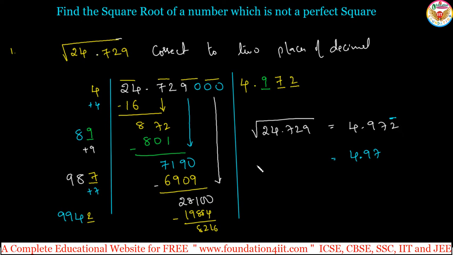Let me take one more question. Yeah, let us take another one. Instead of finding, for example, the square root of root 2 or root 3, those times: let us find the square root of 3 up to 3 places of decimals.